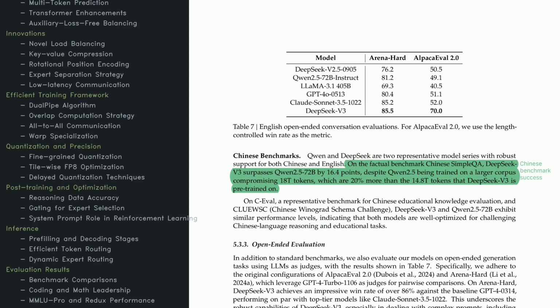Now we move into open-ended conversation benchmarks in both English and Chinese. Models are judged with length-controlled win rates. DeepSeek V3 comes out on top, beating GPT-4 and Claude in English tasks. For Chinese data, it scores high on factual tasks like Chinese SimpleQA, even beating Qwen 2.5 72B, despite fewer training tokens. Both models do well in reasoning and educational tasks, confirming that DeepSeek V3 is well-tuned for Chinese as well.